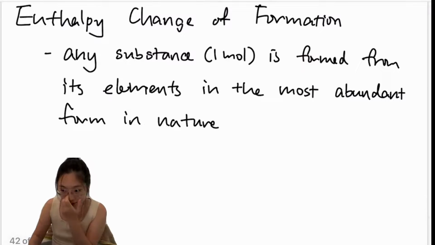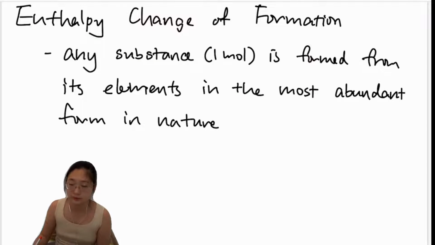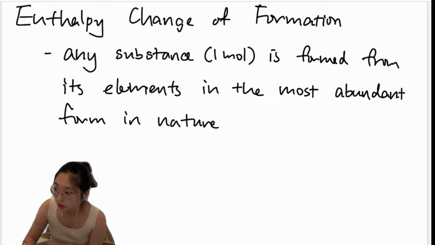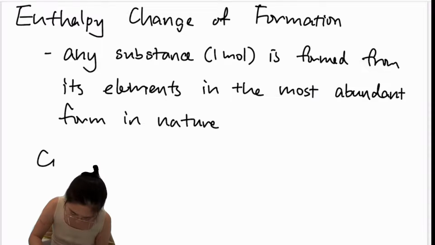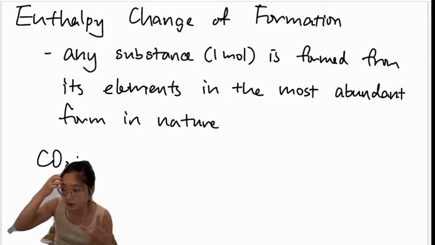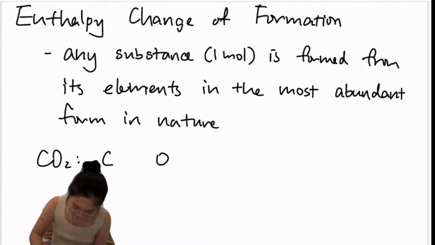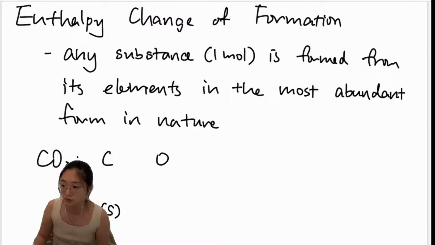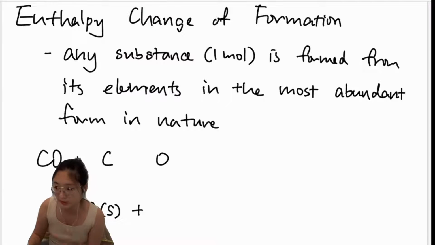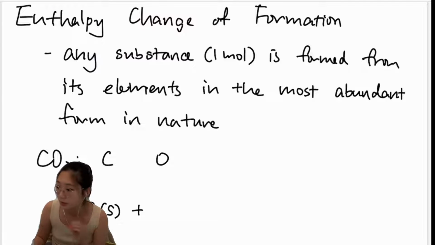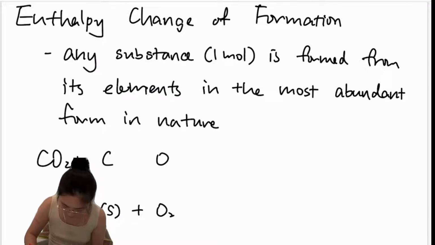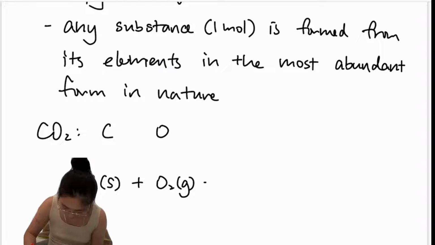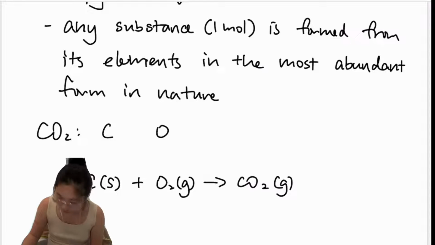So for example, let's say carbon dioxide. I want to know the enthalpy change of the formation of carbon dioxide. First off, I will have to write this chemical equation. Carbon dioxide consists of 2 different elements, carbon and oxygen. Carbon's most abundant form is graphite or charcoal, so carbon is a single atom and solid. Oxygen does not exist as one single oxygen atom in nature. It's always in the form of O2, oxygen gas. So it's a combination of solid carbon and oxygen gas to form carbon dioxide gas.